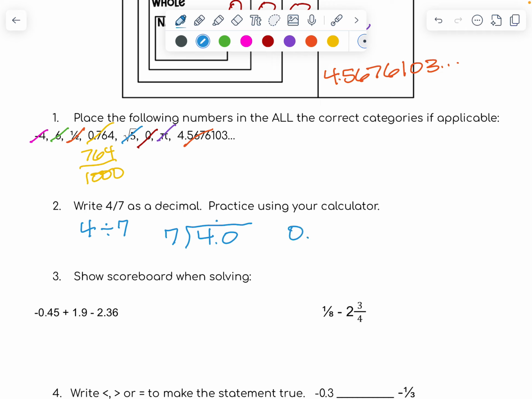So here's the answer. 5714286. I'm going to stop there. That's pretty gross. But don't worry about it. It'll be a nice one on the quiz, and you've got a calculator. All right, let's go on to 3.